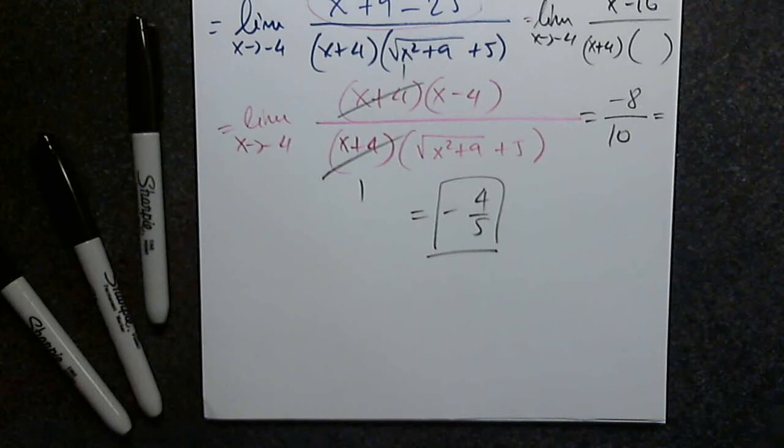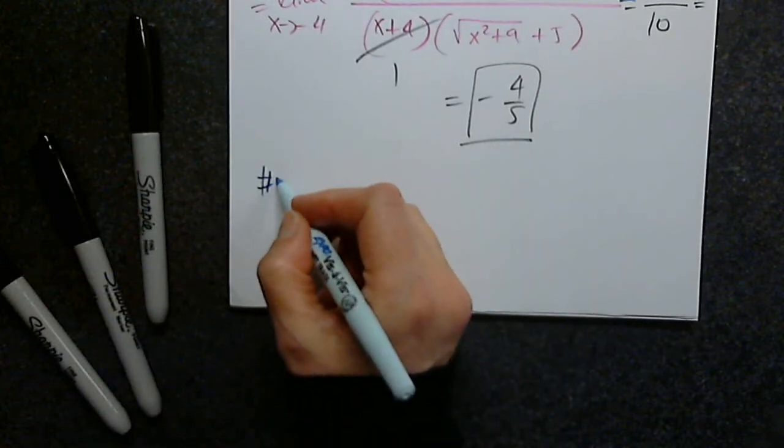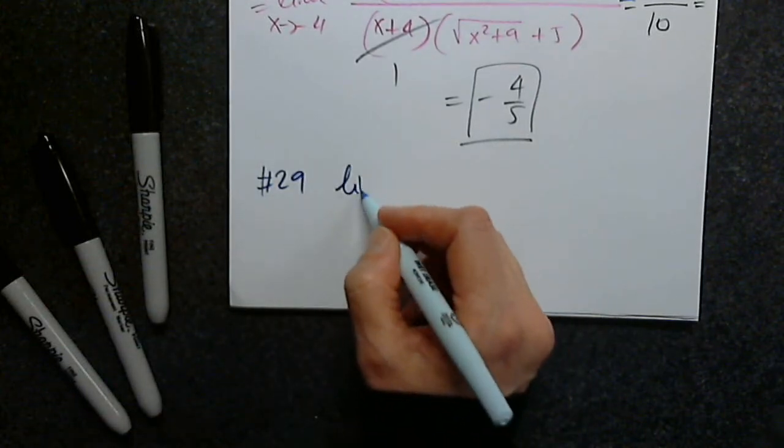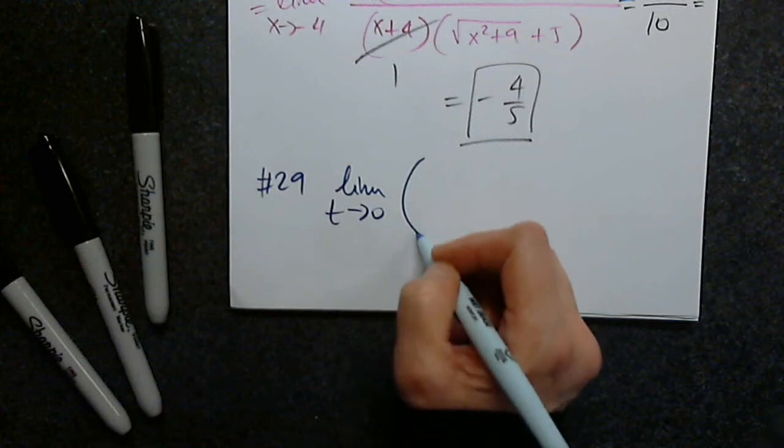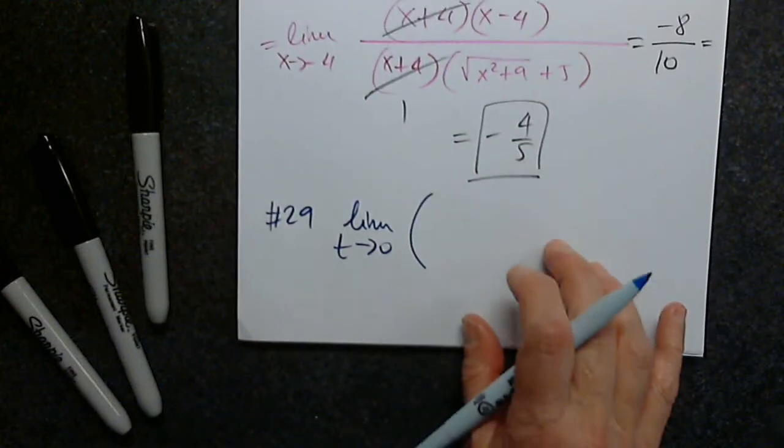Any questions? Is this okay? Good. So do we want to see other types? Any preference? What about 29? So the limit as t approaches 0. Any questions on the previous problem, please?